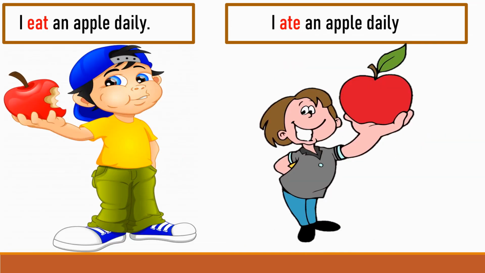I eat an apple daily. So, student, here eat is a present tense. Now, let's see the next sentence. I ate an apple daily. So, student, here ate, A-T-E, ate. Ate is a past tense. So, student, here ate is an irregular verb because we have not added ed at the end. So, eat is a present tense and ate is a past tense. Correct, student?